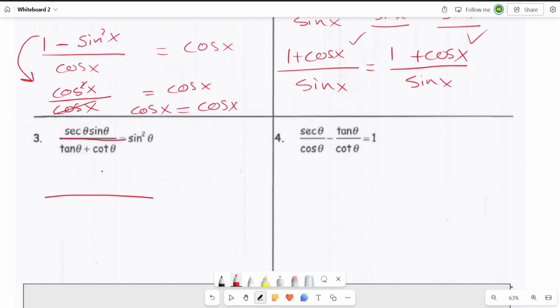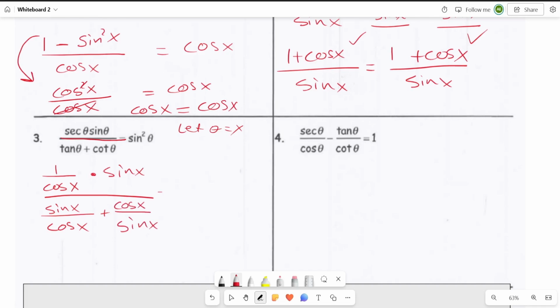Okay, on the numerator, I'll have a secant theta, which I can rewrite as 1 over cosine. I just like to work with x, so let me say theta equals x, so we're not confused. Then I have a multiplication of sine x, and that is over tan theta. I know that tan x is sine x over cosine x, plus cotan, which is basically the reciprocal of tan, so it's cosine x over sine x.